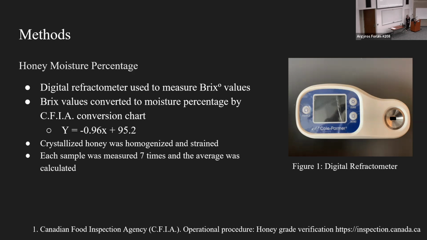Any crystallized honey, I homogenized by stirring it at a low heat. Then I strained it using a stainless steel sieve with a 0.5 millimeter diameter, just to remove any extraneous matter from the honey. And then I measured each sample 7 times and calculated the average.